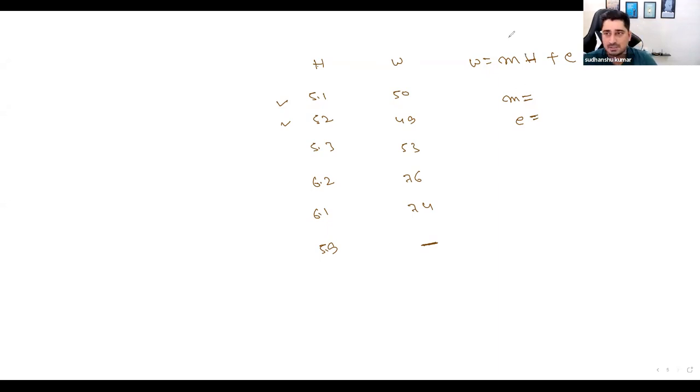Let me give you an equation, right? If I'm going to use this first data set, the equation will become 50 is equal to M into 5.1 plus E, equation number 1. Equation number 2 will be nothing but 49 is equal to M into 5.2 plus E. Two equations, two unknowns. Find out the values. What is the value of M and E?